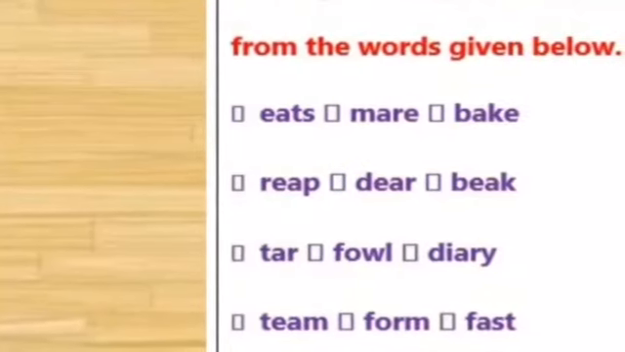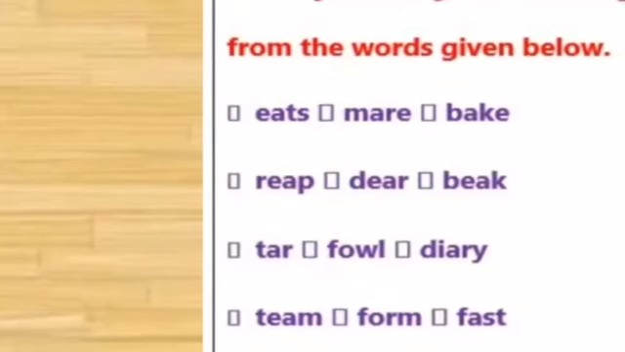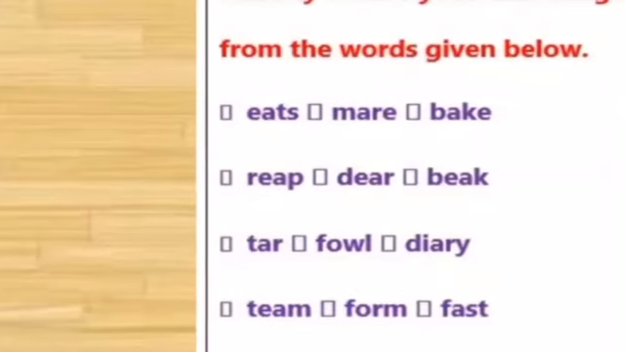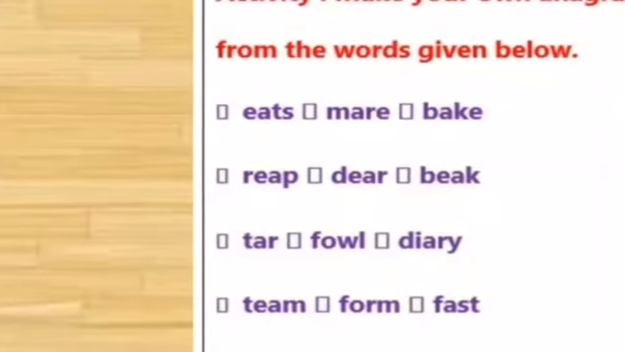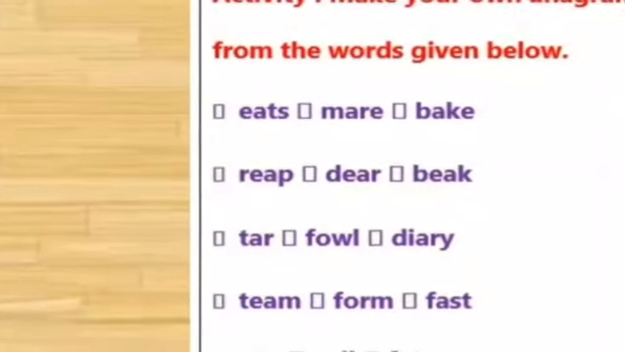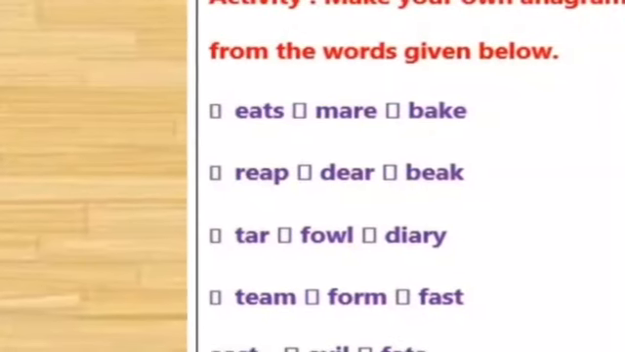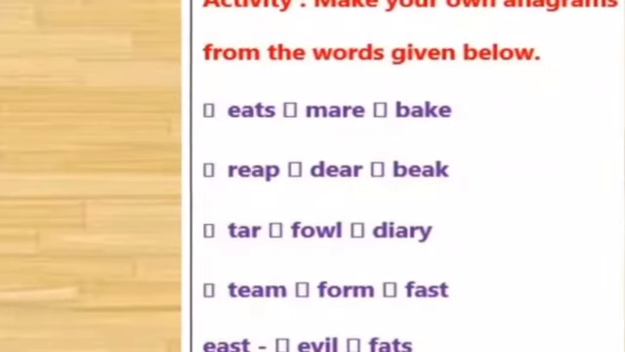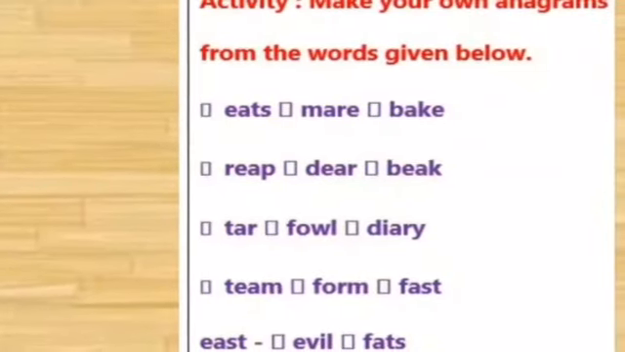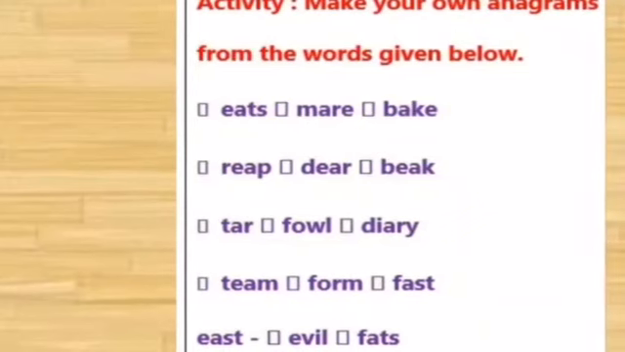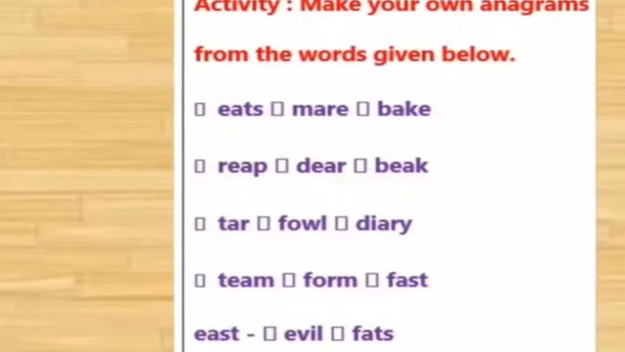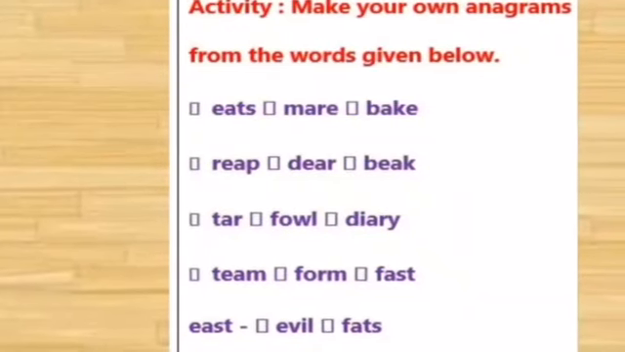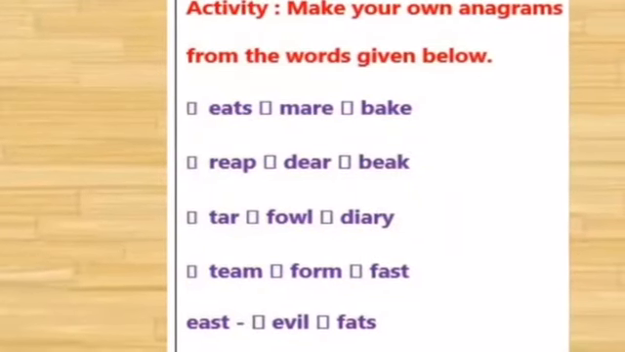Dear students, now it's homework time. These are some words. Try to read these words, rearrange the letters of these words and try to make a meaningful word, an anagram. These are the words: mare, bake, rip, deer, tar, foul, diary, team, form, fast, east, evil, fads. So you get the concept of anagram.